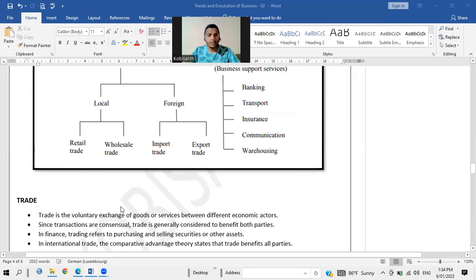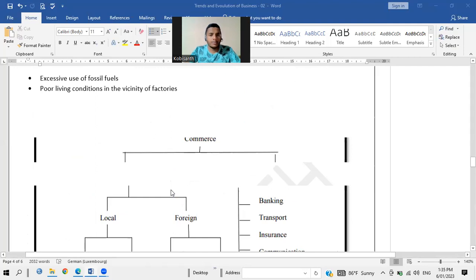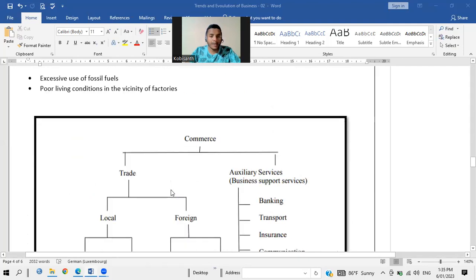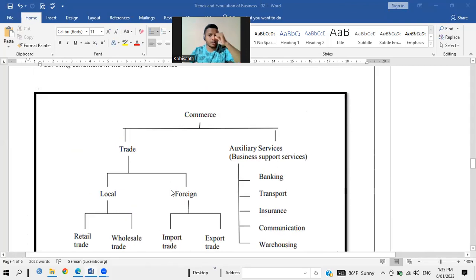So we stopped at the difference between trade and auxiliary services. So the diagram itself clearly explains to us commerce is a combination of trade and the auxiliary services. So what is trade? Well, trade is an activity that involves buying and selling something, buying and selling.